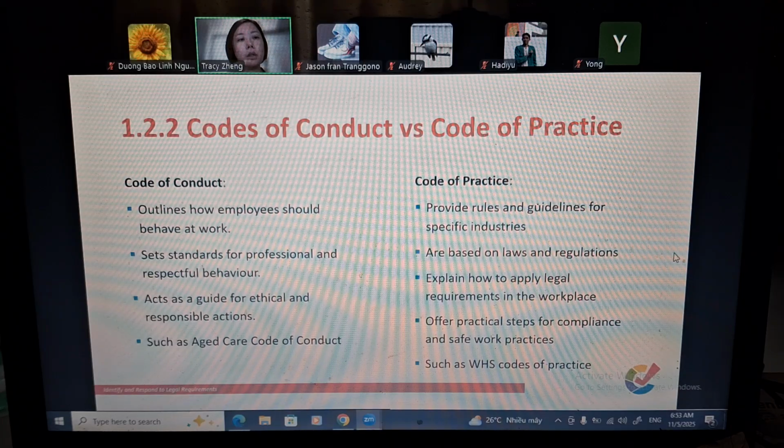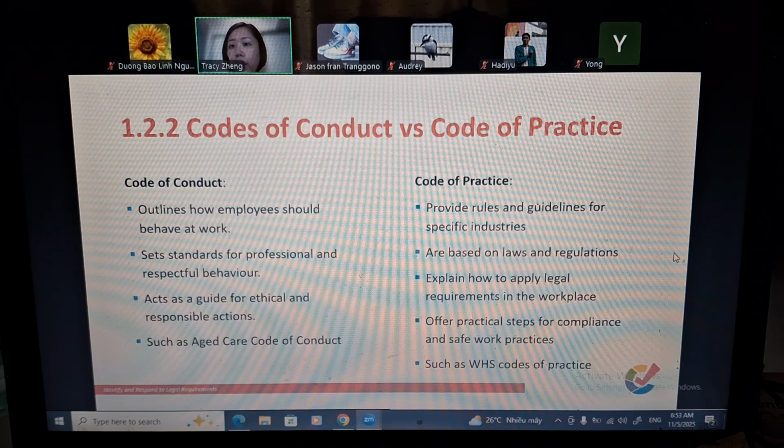So the first one on the left-hand side is the code of conduct. A code of conduct is a document, or a guideline, to outline how employees should behave at work. Like we say, it is a guideline; they list all of those appropriate behaviors, what you should or shouldn't do in your workplace.